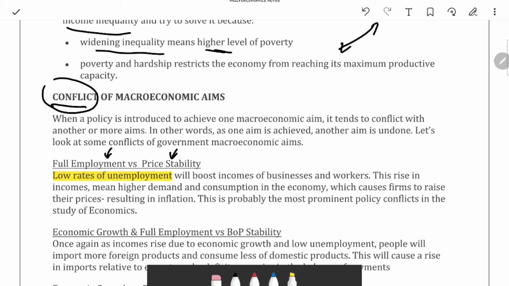If you don't understand that, you can always pause the video and just read this text right here. You can read it, or you can just understand it by what I am saying.